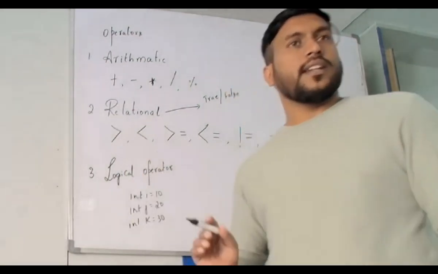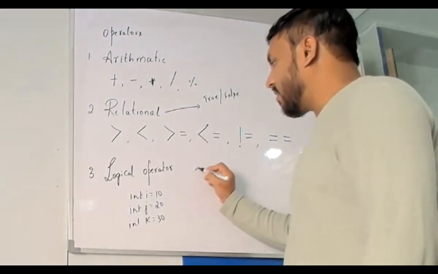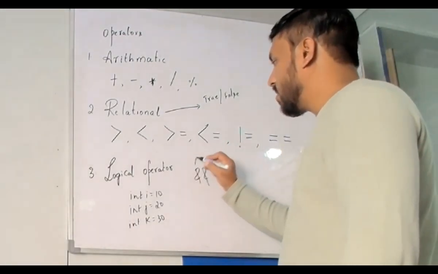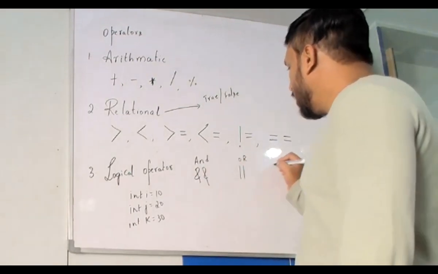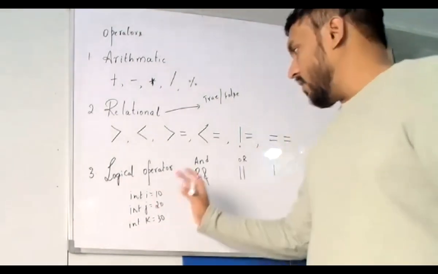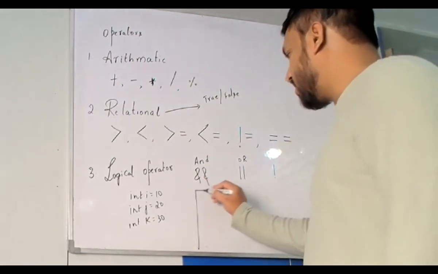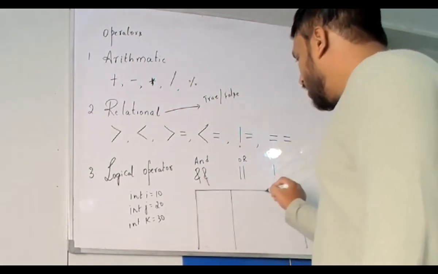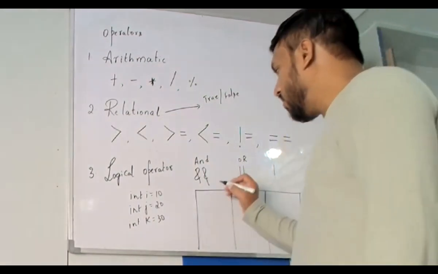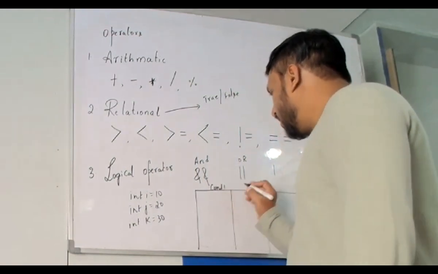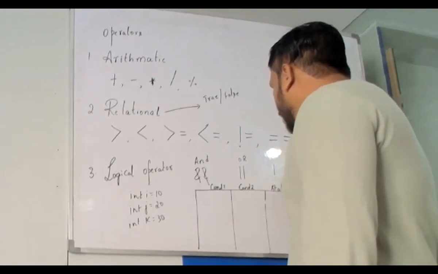In logical operators, we have three types: logical AND operator, logical OR operator, and NOT. So let us first discuss the AND operator. We create something called a truth table. I'll write here condition 1, condition 2, and status.